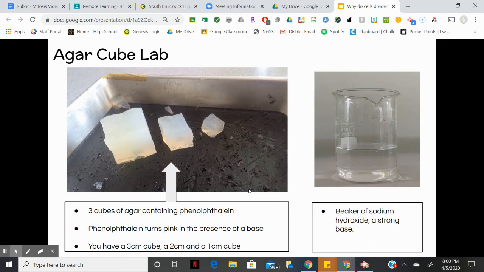So the idea is when you plop these 3 agar cubes into the sodium hydroxide, it'll turn pink, right? Because this is a strong base and you've put phenolphthalein into the cubes. And as the cubes sit in the sodium hydroxide, the sodium hydroxide diffuses into the cubes, and portions of the cube turn pink. So you're actually able to see how much diffusion has occurred in the cubes.